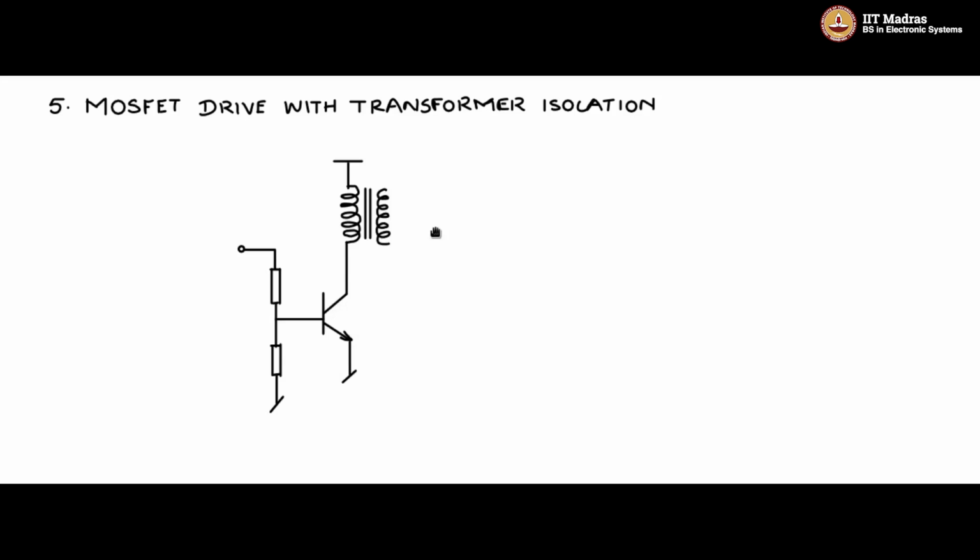Now the secondary of the transformer is passed through a diode, like in the case of the BJT drive, and it is connected to the power MOSFET. The power MOSFET is connected in this fashion, drain connected to the external load, source connected to some other point in the power circuit. The transformer non-dot end is connected to the source, and the dot end to the diode, and the diode is connected in series with the resistor in this fashion. So this will be a 1 resistor drive for the MOSFET.